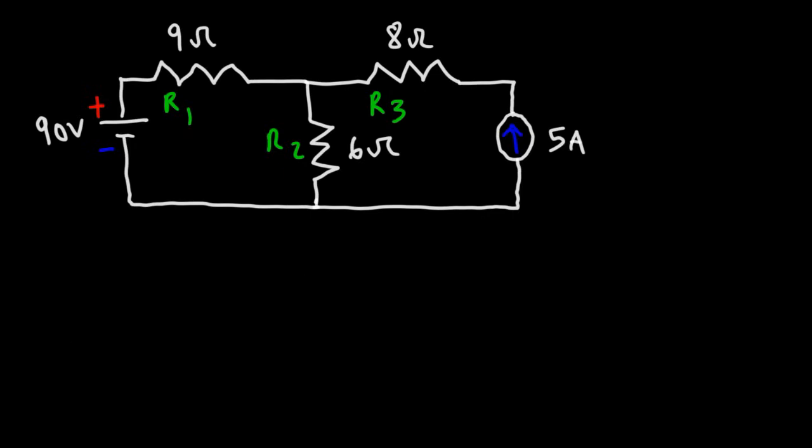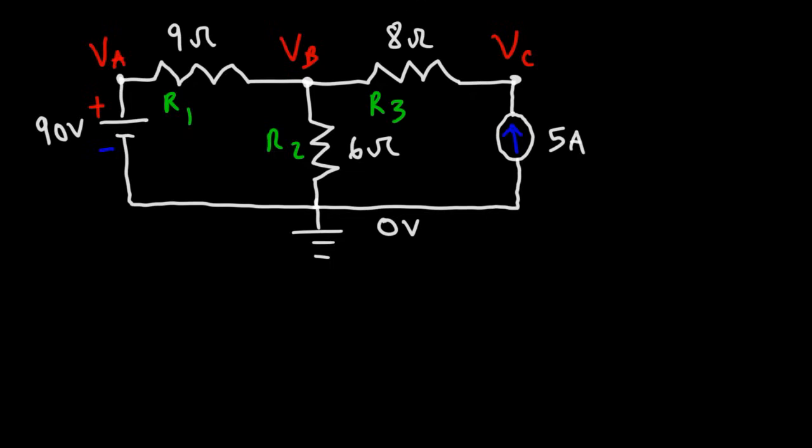So using mesh current analysis, calculate the current flowing through each resistor as well as the electric potentials at these points. Let's say this is the ground with an electric potential of 0 volts. What is the potential, let's say at point A, B, and C? So go ahead, feel free to pause the video, use mesh current analysis to solve this circuit.